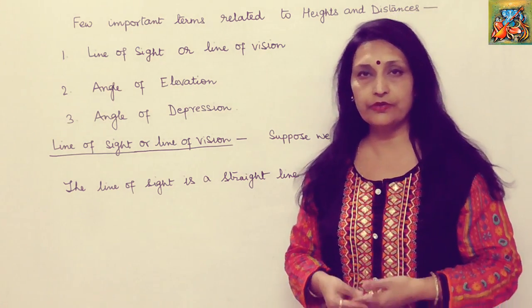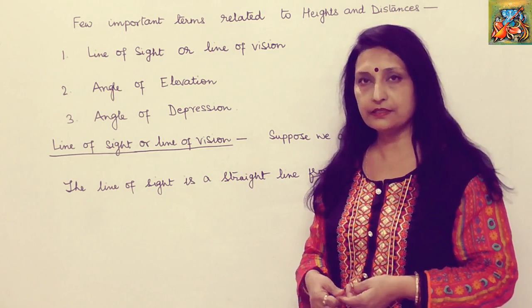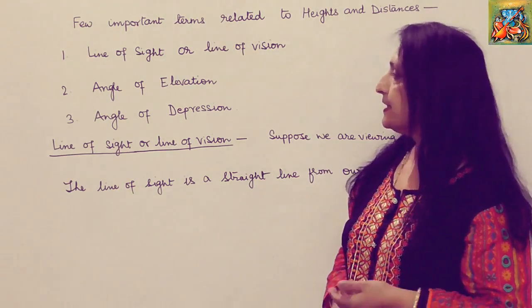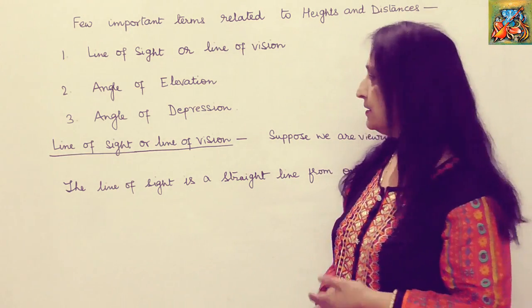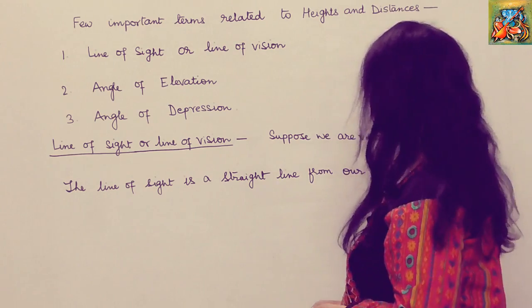Before going further, we will discuss a few important terms related to heights and distances. First is line of sight or line of vision. Second is angle of elevation. Third is angle of depression. Line of sight or line of vision.